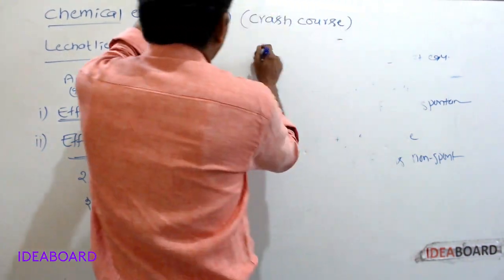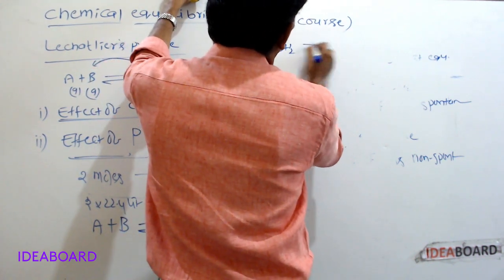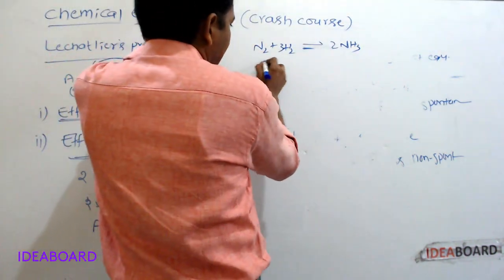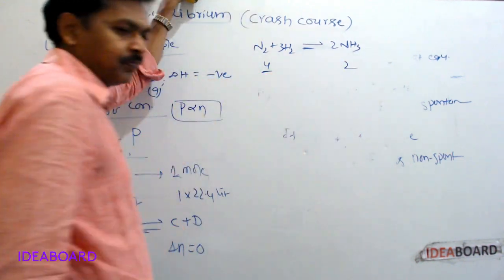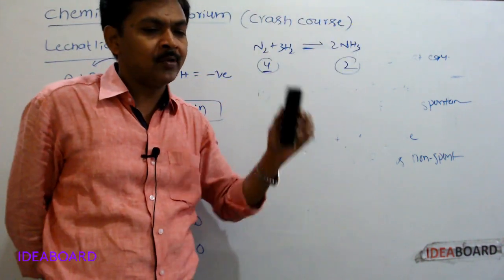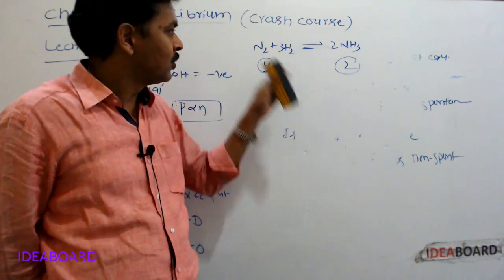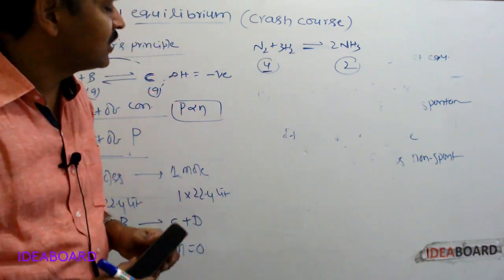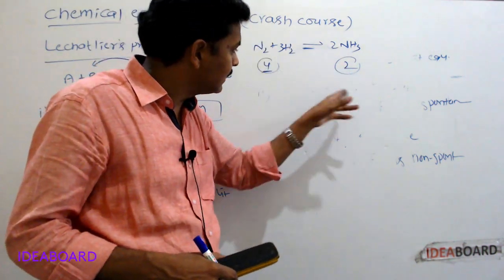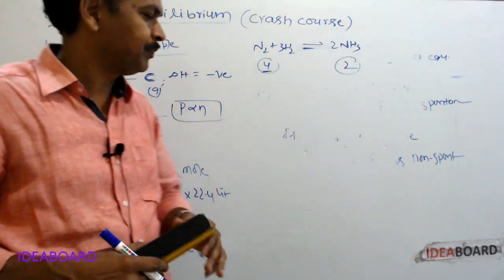So I will give one more example. N2 plus 3H2 gives rise to 2NH3. For this reaction, see here total 4 moles of gas, and 2 moles of gas. To get a large amount of ammonia, should we maintain high pressure or low pressure? We should maintain high pressure. If we maintain high pressure, then equilibrium shifts in the direction in which there is a decreasing of pressure, that is a decreasing of number of moles. To get a large amount of ammonia, high pressure must be applied.